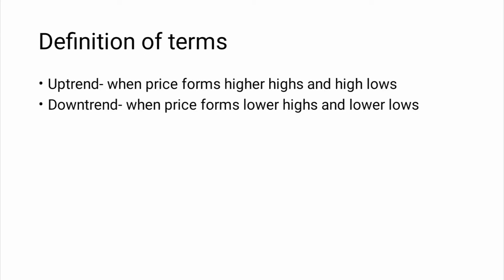To define a few terms, what is an uptrend? An uptrend is when price forms higher highs and higher lows. A downtrend is when price forms lower highs and lower lows.